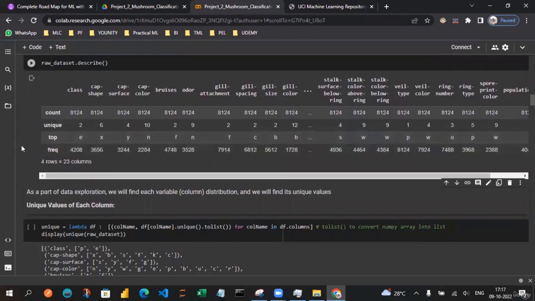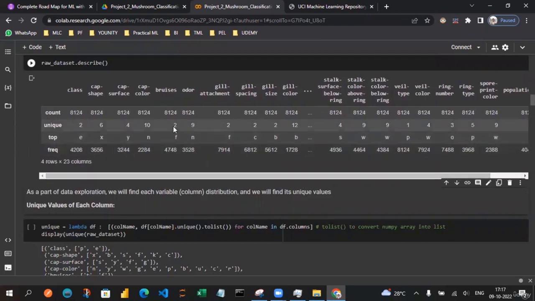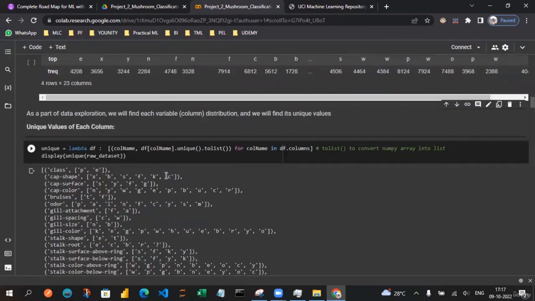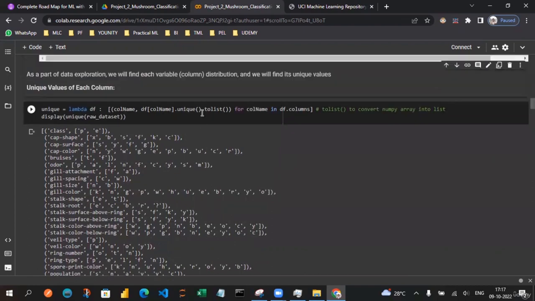So I'm just displaying describe. Describe is basically helpful to understand the values we are going to get for each and every variable, and what distribution it has. And we can also find the unique values. So the unique values corresponding to each and every column look like this. I'm just converting them into a list so that we get the number of unique values in one list.